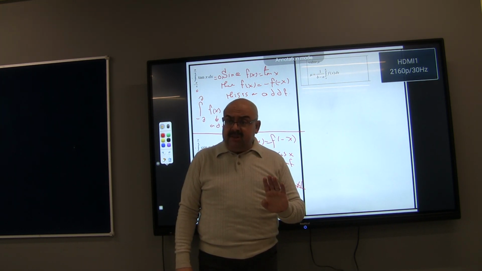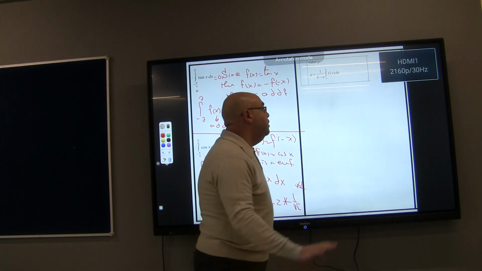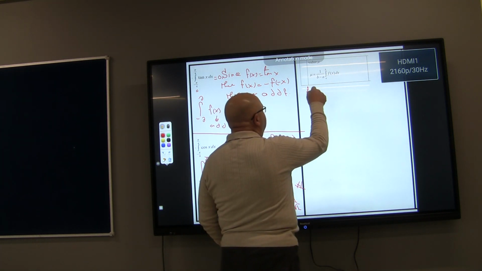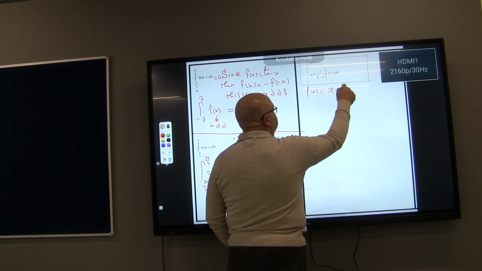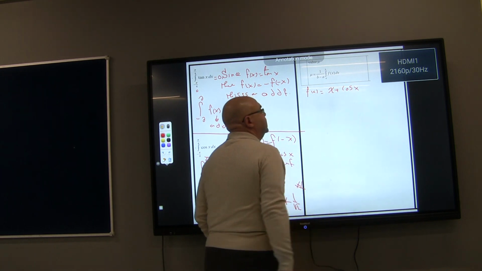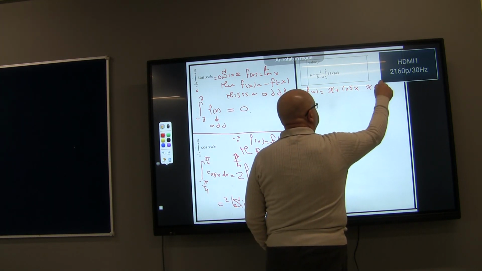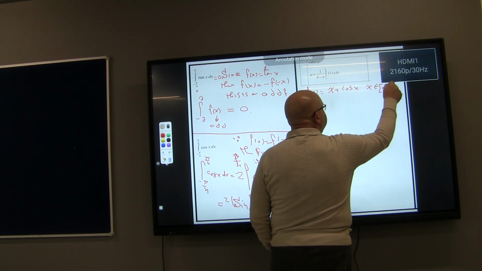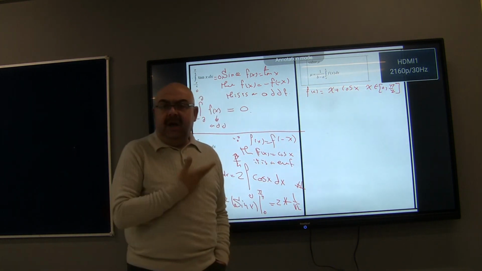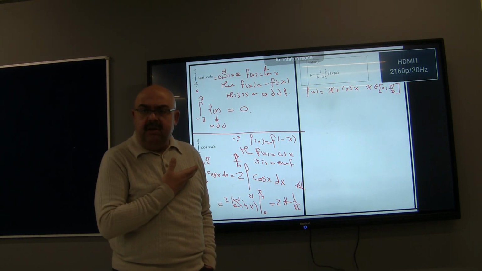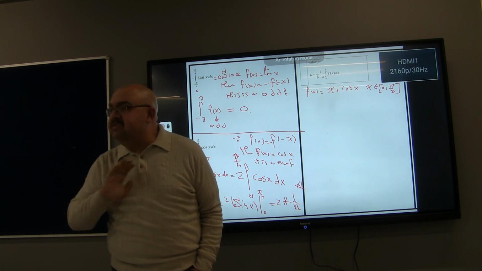They usually say verify the mean value theorem on, for example, f of x equal to, let's say, x plus cosine x through the interval x belongs to, let's say, from 0 up to pi over 2. If I want to apply the mean value theorem here, I just do direct substitution.